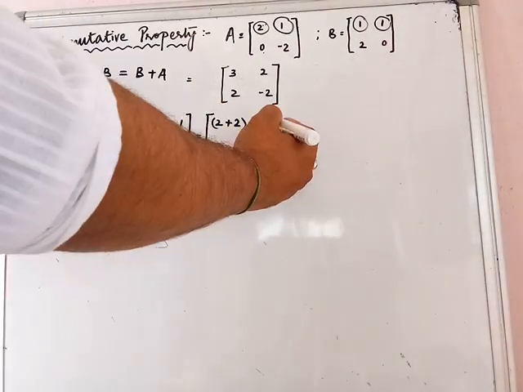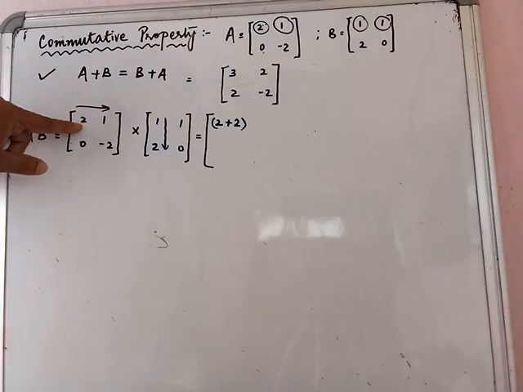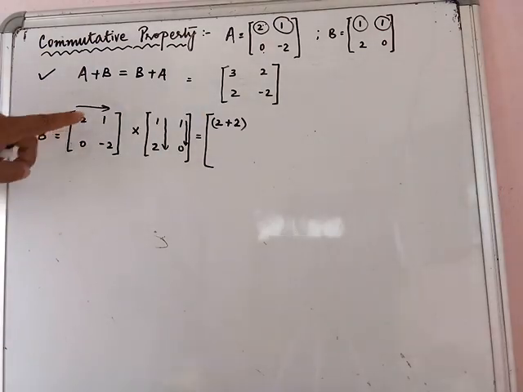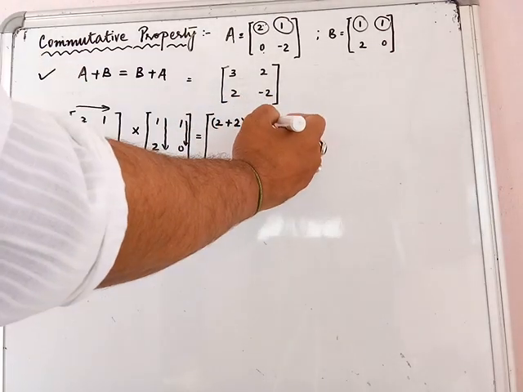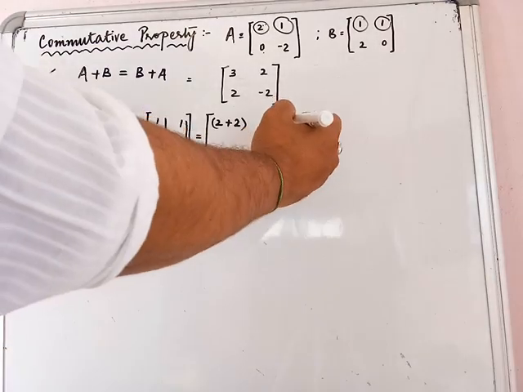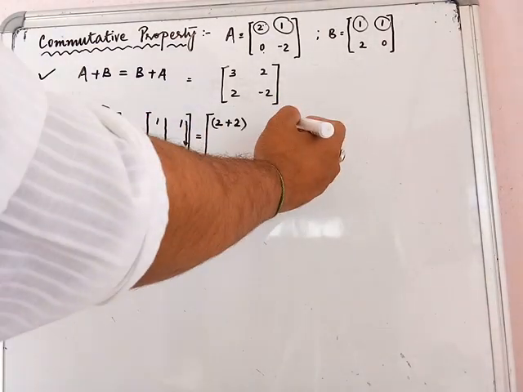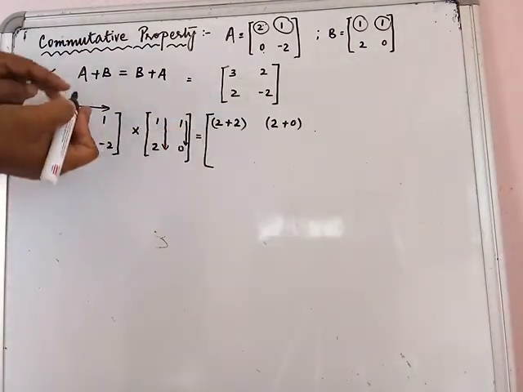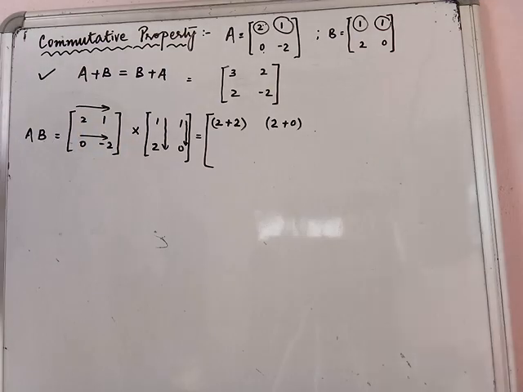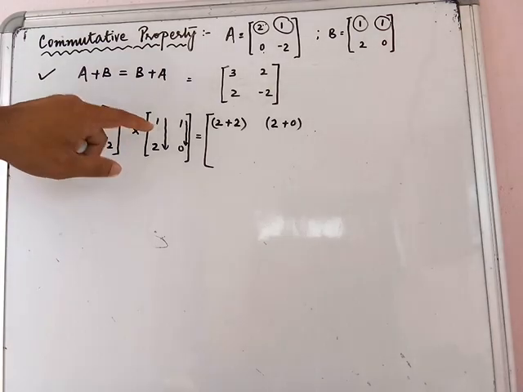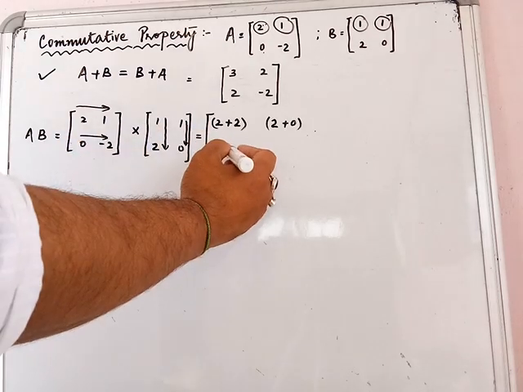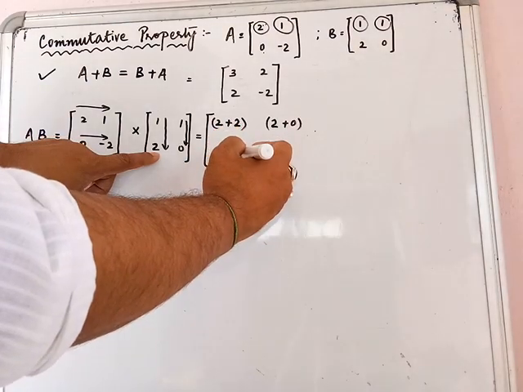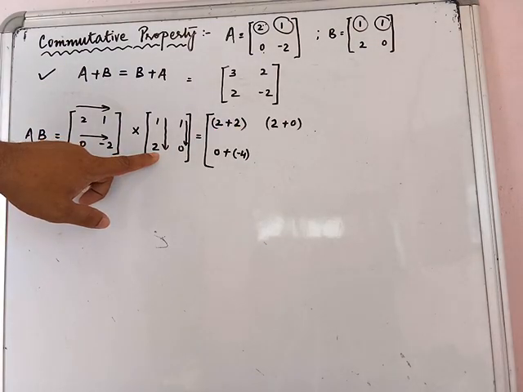Now moving to the second entry in the first row, 2 multiplied by 1. This time you are going to come down like this. So 2 multiplied by 1 is going to give you a 2, and then 1 multiplied by 0 is going to give you a 0. Similarly, since we are coming down to the second row, we will come down to the second row here also. So 0 multiplied by 1 is going to give you a 0, plus minus 2 multiplied by 2 will give you a minus 4. Be careful with the sign over here.